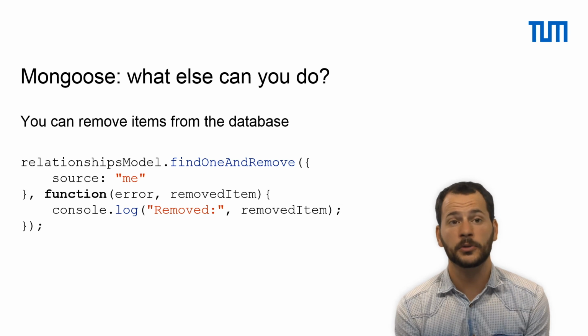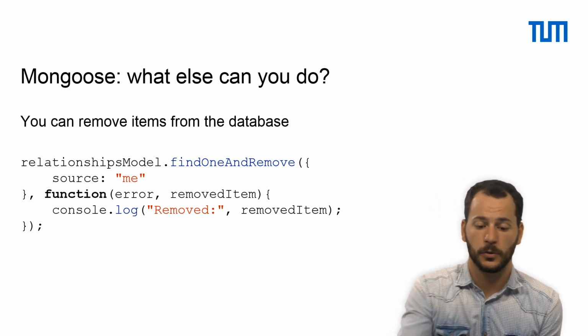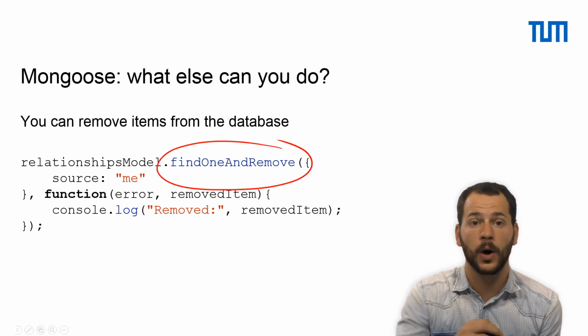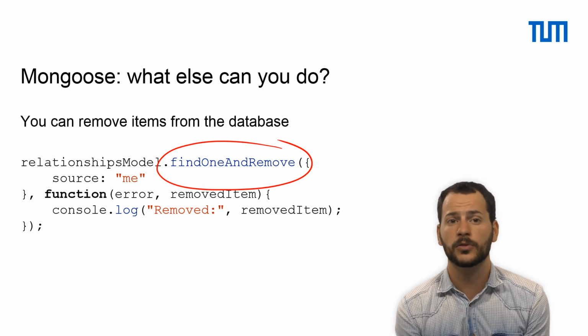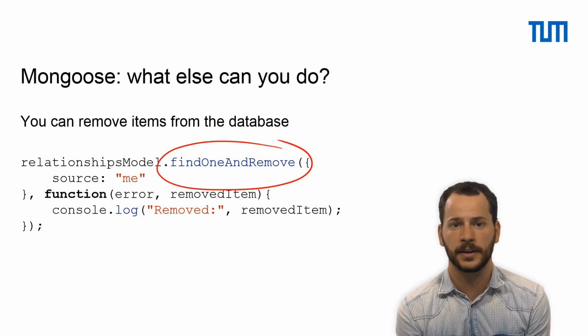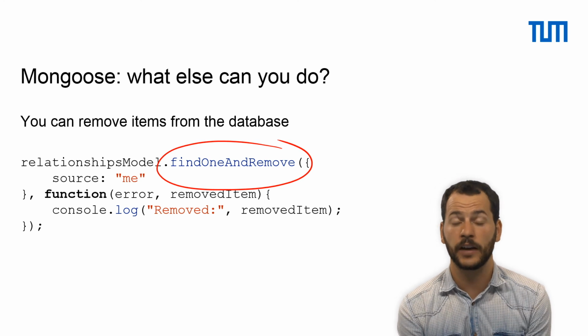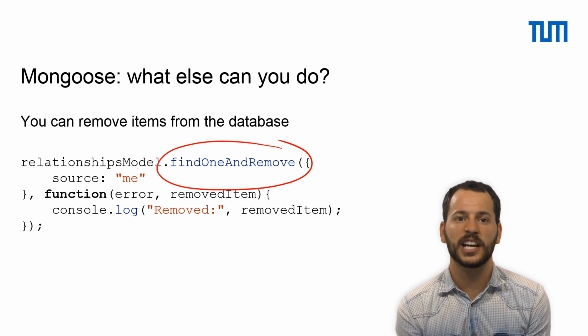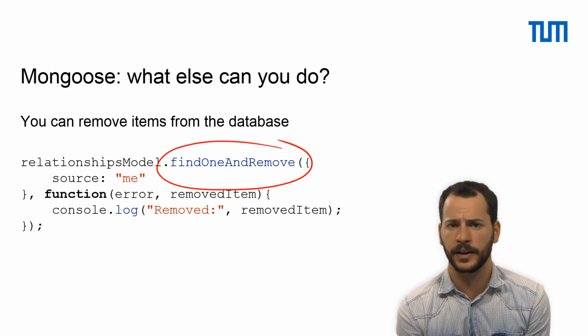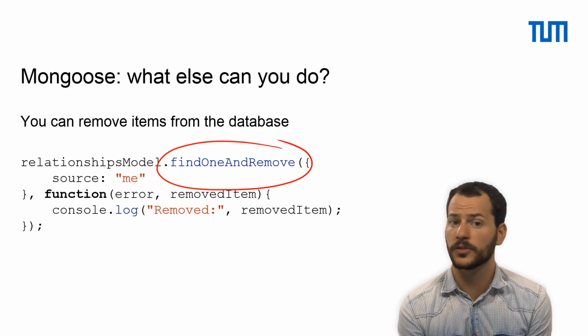The next thing that we can do in Mongoose is to find and remove objects. Be careful, we are only finding and removing one object. This is very important because you can easily remove many items from your database, and maybe it's not what you want to do. So you have to be very careful when you're coding these parts of your application. Here what we are doing is finding one object, which is the first object in which the source is me, and removing it. If the removal is successful, we will log the removed object to the console.